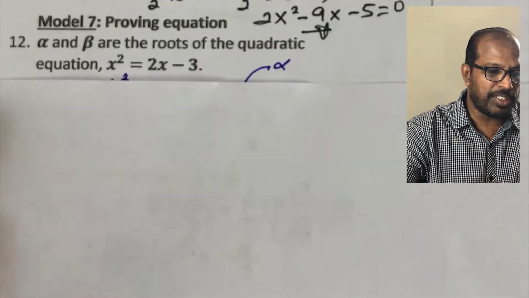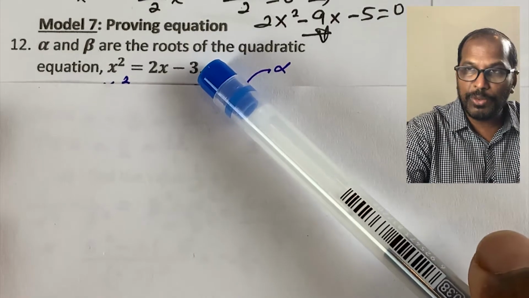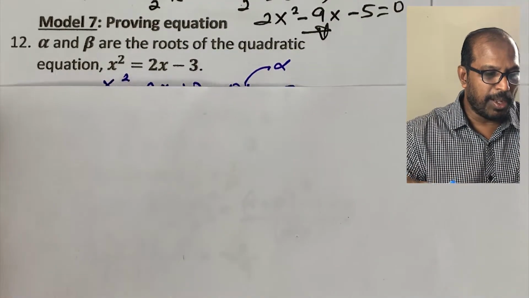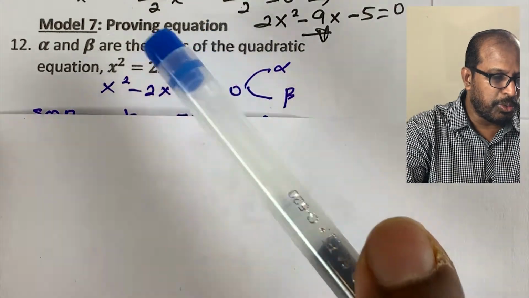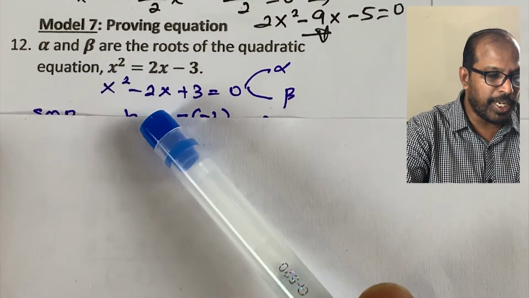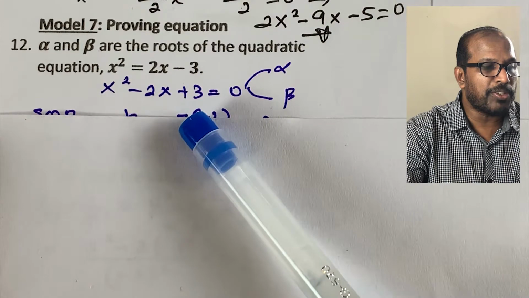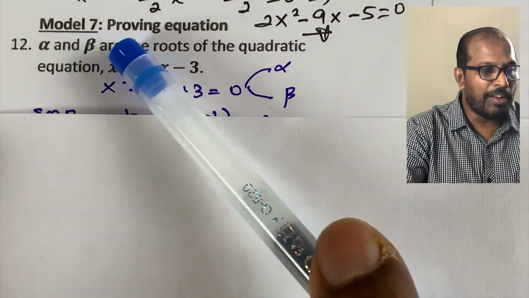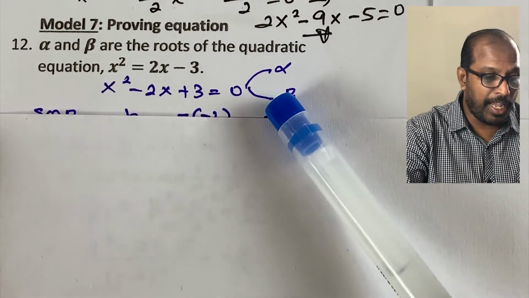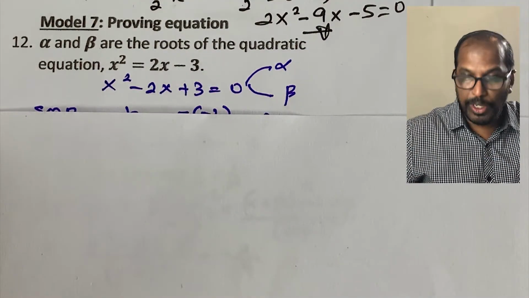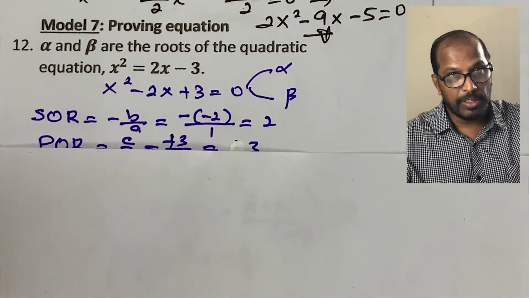Alpha and beta are the two roots of the quadratic equation. So what you see now is this is not in the form of ax squared plus bx plus c. So I'm turning it to x squared, the 2x brought to the other side is negative 2x, negative 3 brought to the other side is plus 3, equals to 0. And this has roots alpha and beta. So since these are the roots alpha and beta, that means I have the sum of the roots and also the product of the roots.